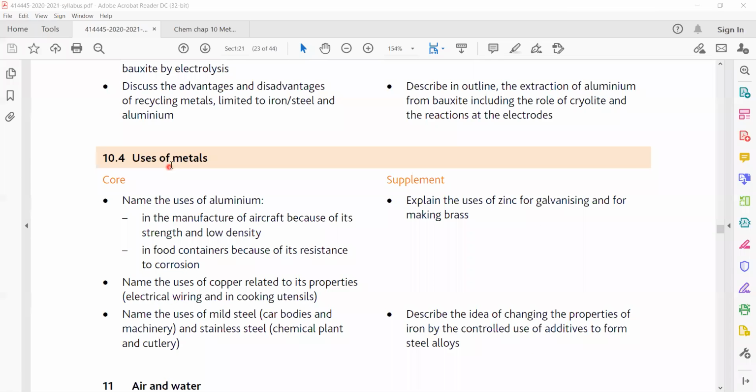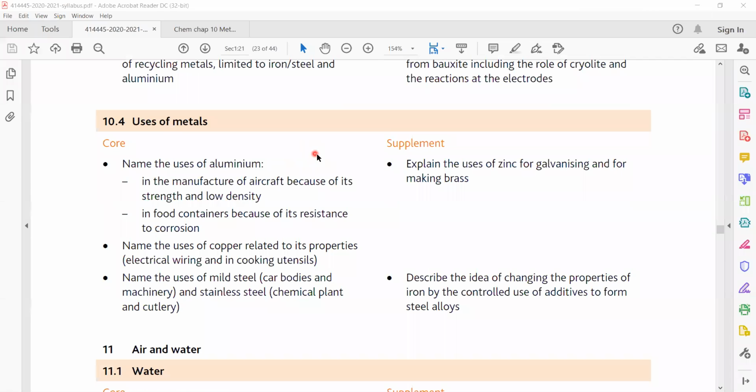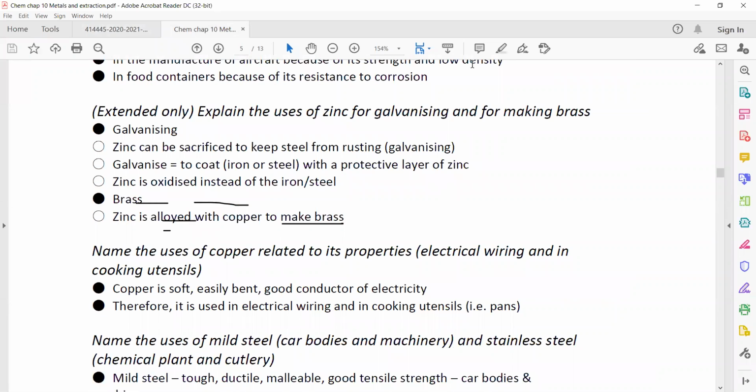Then uses of the metal: name the uses of aluminium in the manufacture of aircraft, because it is strong. Sometimes they ask why aluminium is used for the manufacture of the aircraft body. Because of its strength and low density, not only low density, but strength. Why is it used for food containers? Because it resists corrosion. And explain the uses of zinc for galvanizing or for making brass. Basically, what is brass? Brass is a mixture of zinc and copper.